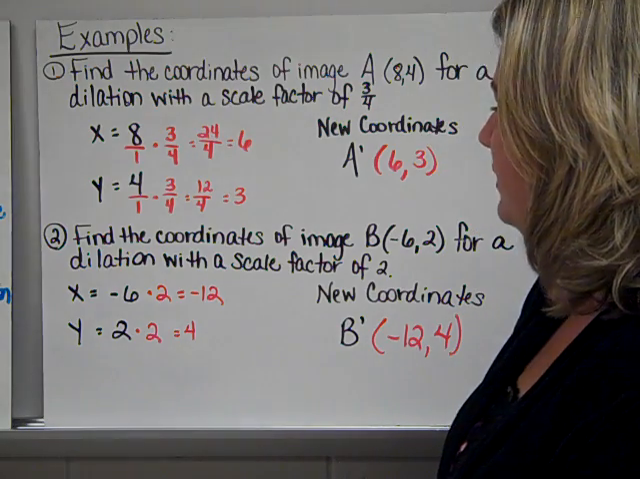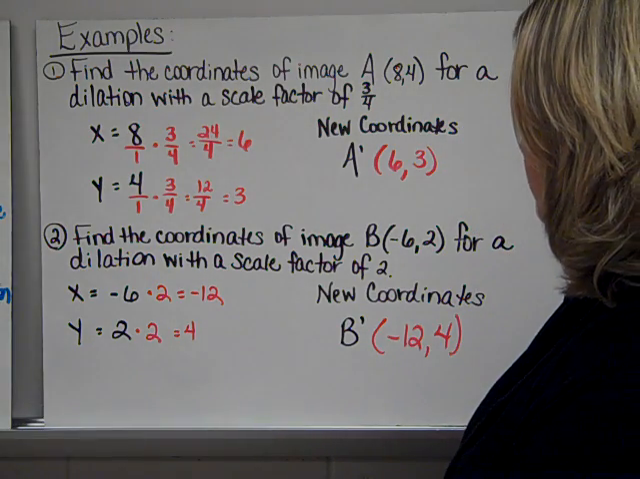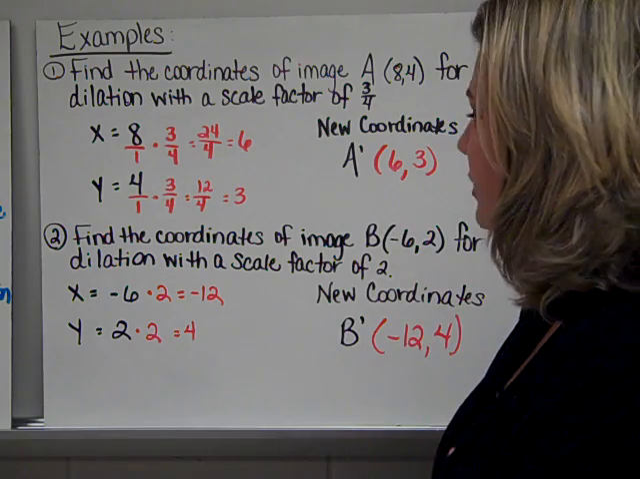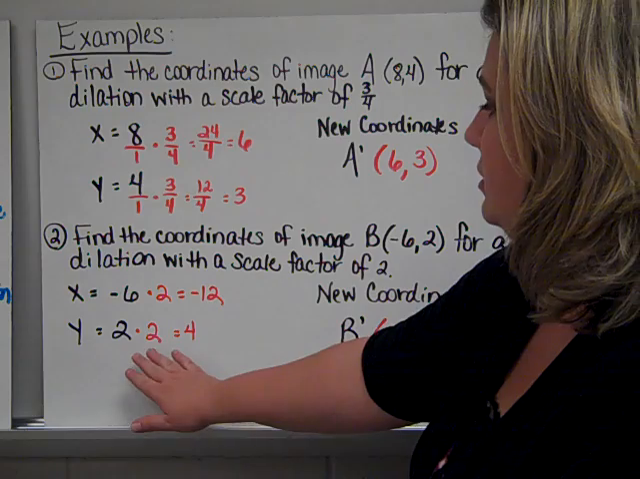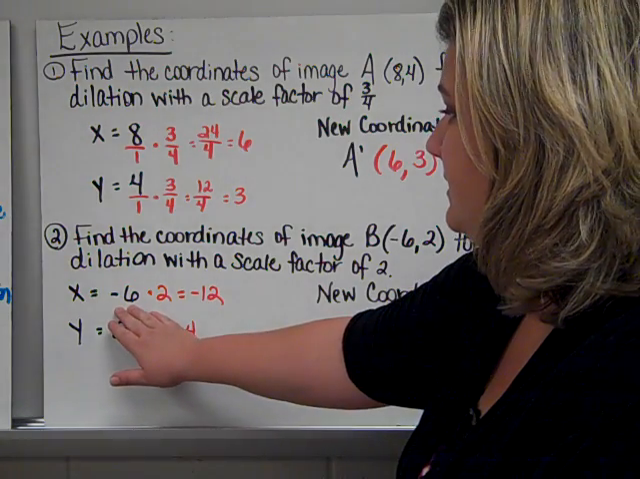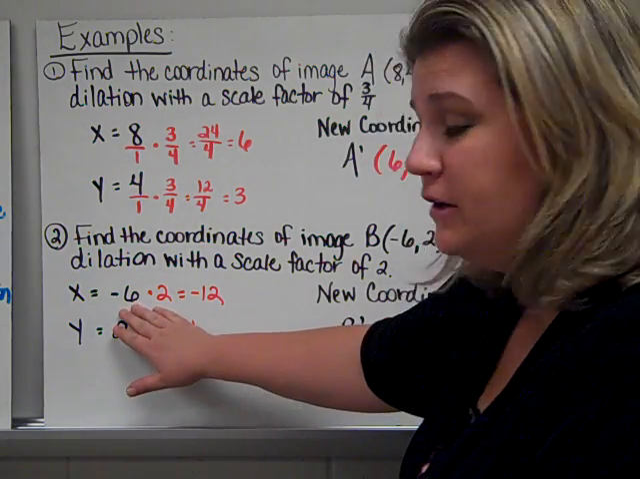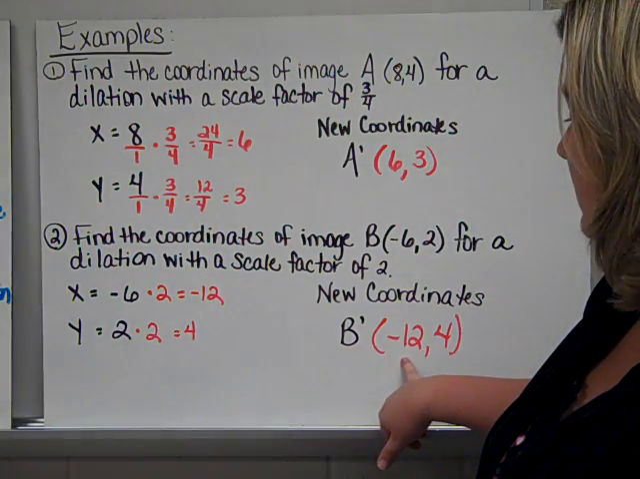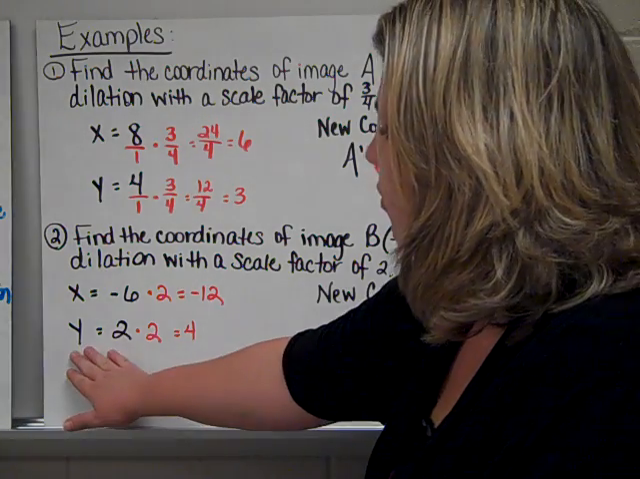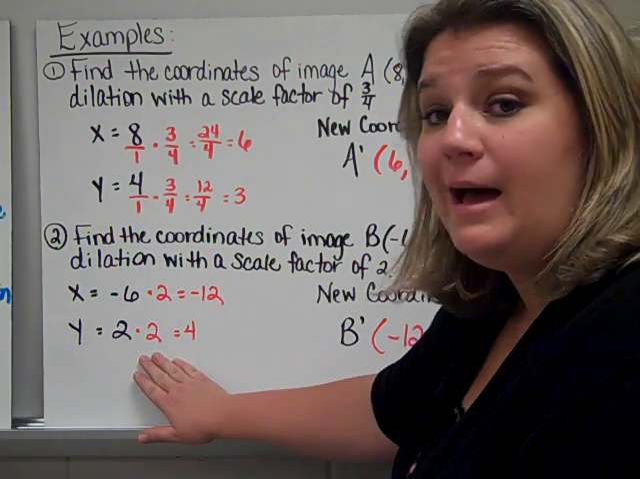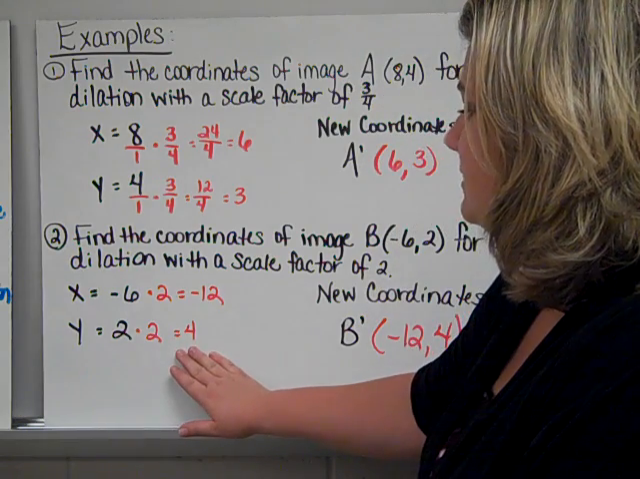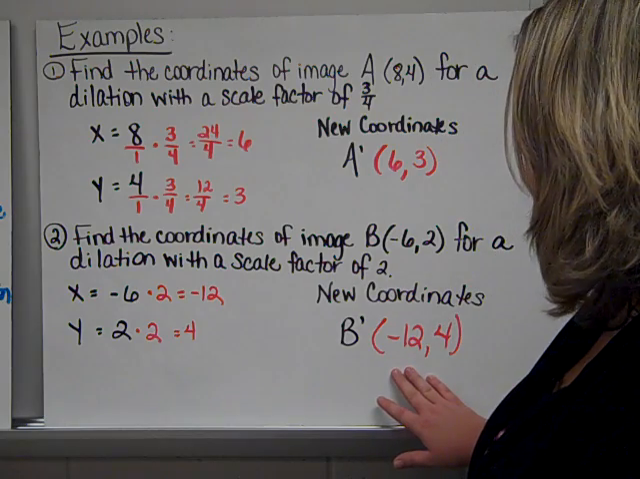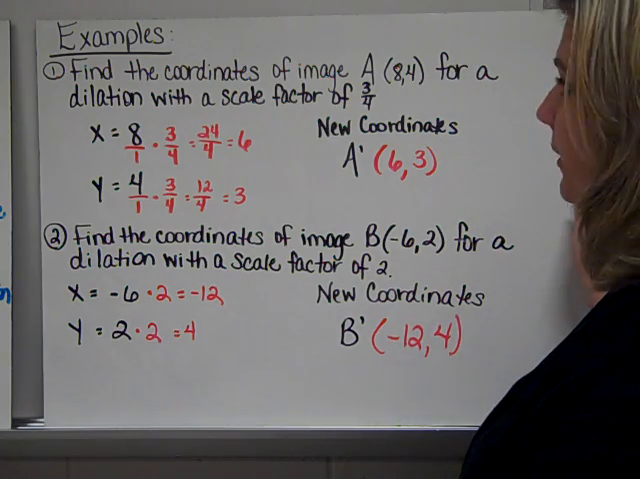Number 2: find the coordinates of image B, which has coordinates -6, 2, for a dilation of a scale factor of 2. So my x coordinate is -6. I multiply that coordinate by the scale factor of +2. That turns out to be -12. So that is my new x coordinate. My y coordinate is 2. Multiply that by the scale factor of 2, and that gives me a +4. So my new coordinates for B prime are -12, 4.